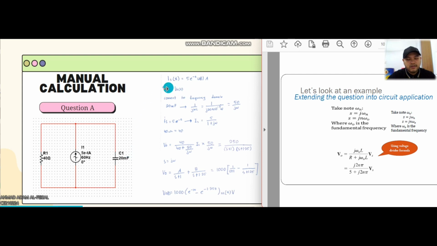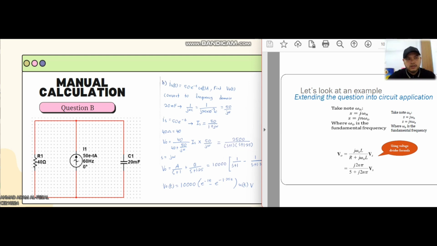To find VR, we have to convert everything to the frequency domain. So 20 microfarad equals 50 over omega, the current equals 5 over (1 plus omega), and 40 ohm equals 40. We are going to use the voltage divider rule, which is over here. Then we put in all the values into the formula, and this is the result that I have concluded. That's all for question A.